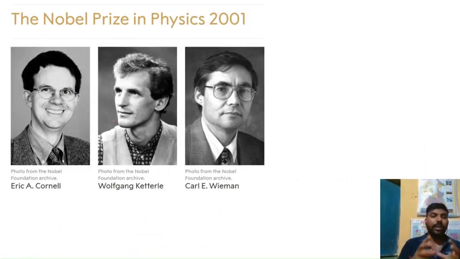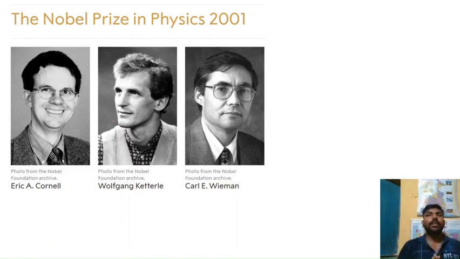It was made by three scientists, Cornell, Ketterle, and Wieman, who made the Bose-Einstein condensate from rubidium. They demonstrated the existence of the Bose-Einstein condensate, and on that basis they got the Nobel Prize. They won the Nobel Prize in physics in 2001. So you should know this information, it is very important.